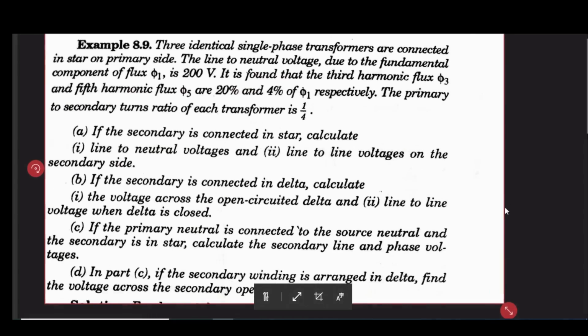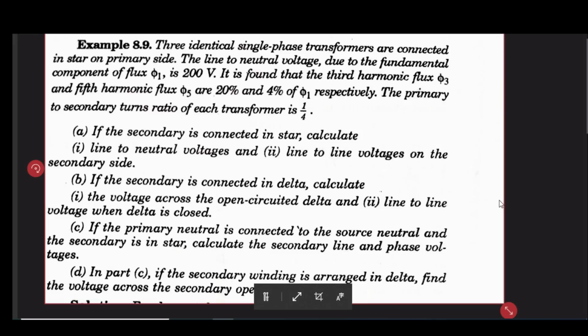So what does it state? 3 identical single phase transformers are connected in star on the primary side. The line to neutral voltage due to the fundamental component of flux phi 1 is 200 volt. It is found that the third harmonic flux and fifth harmonic flux are present along with the first. The primary to secondary turns ratio of each transformer is 1/4. So if this gives 200 volt, then what about the third harmonic and fifth harmonic flux?